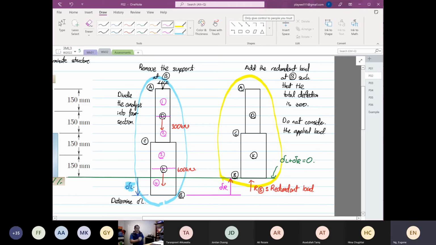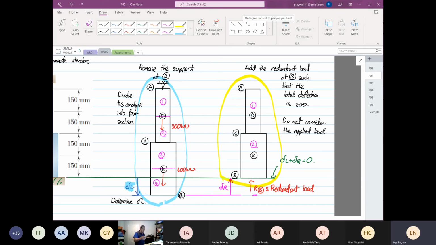Well, on the structure on the right, question for you: how many sections do we need to divide it into? 1, 2, 3, or 4? Anyone? It cannot be 1. 2, you are right. So why 2? Because both of them carry RB, but the change in geometry is only at point C. So we have to look at 1 and 2. So be very cautious about this. Well done. A lot of you can visualize what is going on already.